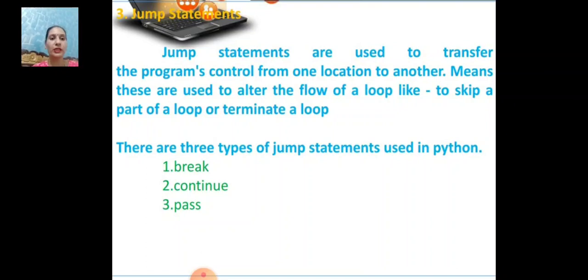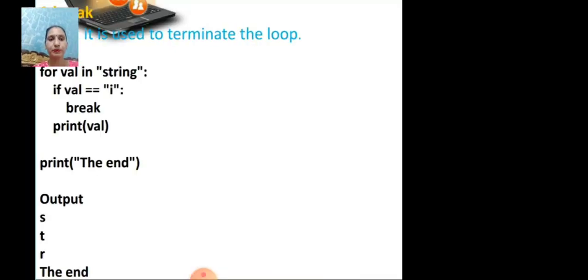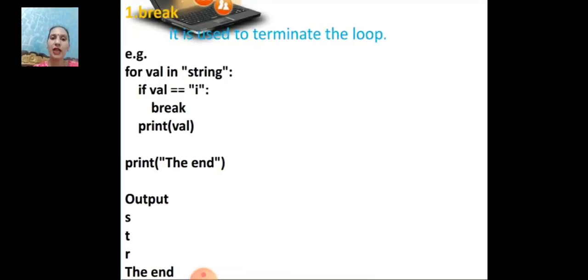So the functions of jump statements are that they are used either to skip a part of a loop or to terminate a loop. First is break. The break statement, or break jump statement, is used to terminate the loop.